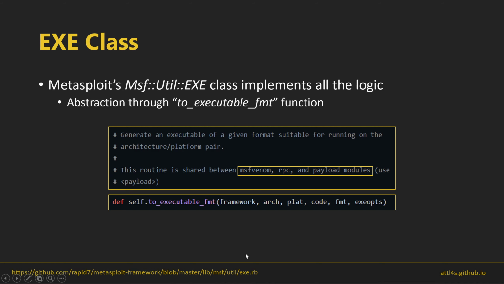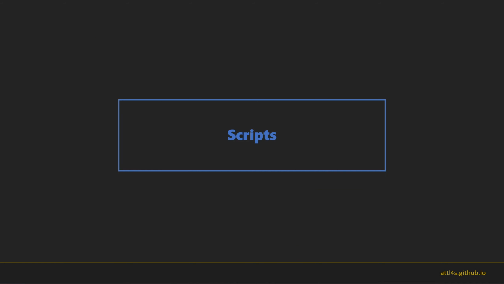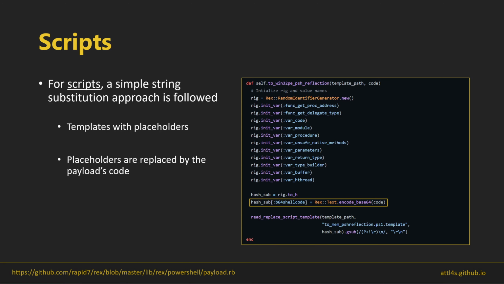Okay. So let's start with scripts. For scripts, it's quite easy. We have the code, and the code is dynamically run by the script language runtime. So Metasploit only needs different templates with different placeholders. And those placeholders are replaced by the final data.